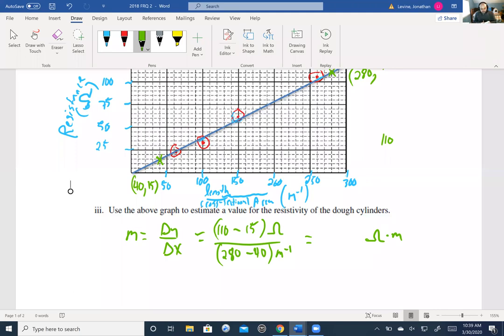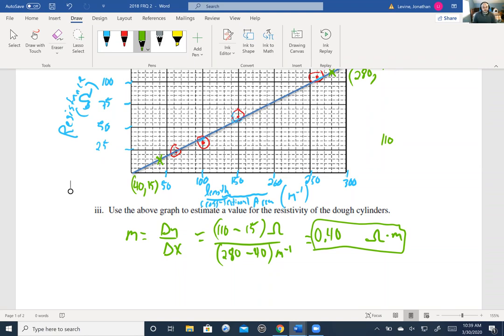Now, let's plug this in. So we have 110 minus 15, which is really just 95, divided by 280 minus 40, which is just 240. And I'm going to get a resistivity of about 0.395, which, staying consistent with roughly 2 sig figs, would be 0.40 to round this correctly. Ohm meters would be my resistivity value.